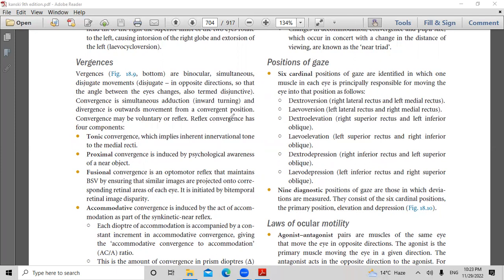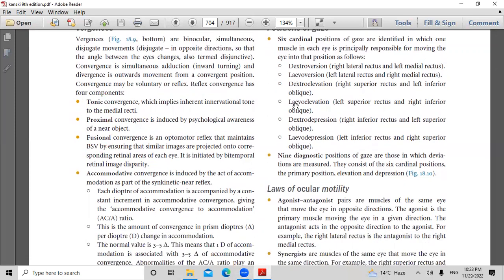So the convergence, how does it happen? There is tonic, there is proximal, there is fusional, and there is accommodative convergence. All of them are important, but the most important thing you should understand is the accommodation, because all of the strabismus, especially the esotropia, and also the exotropia, depends on the accommodation and how we can measure it.